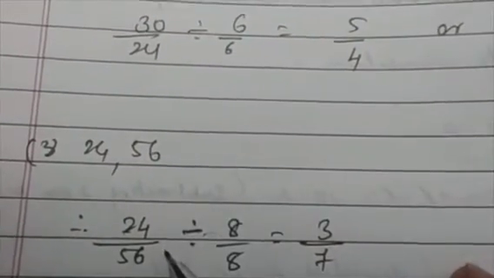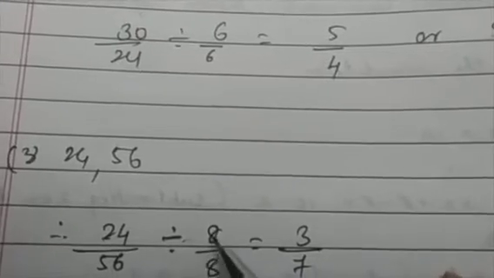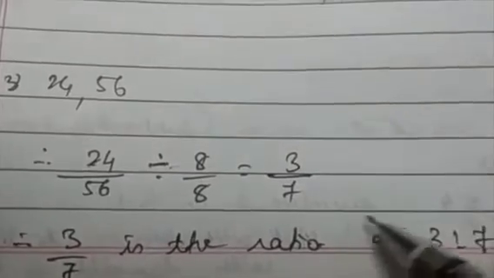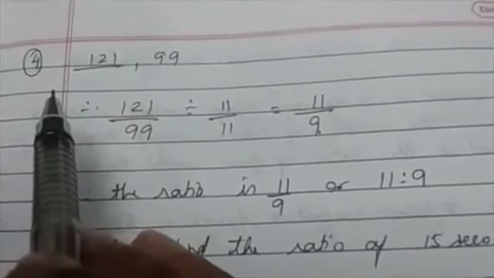Let us see another example. 24 to 56. 24 upon 56 is the ratio. Divide by 8 to make it in simplest form. 8 threes are 24. 8 sevens are 56. So therefore 3 upon 7 is the ratio, or 3:7.